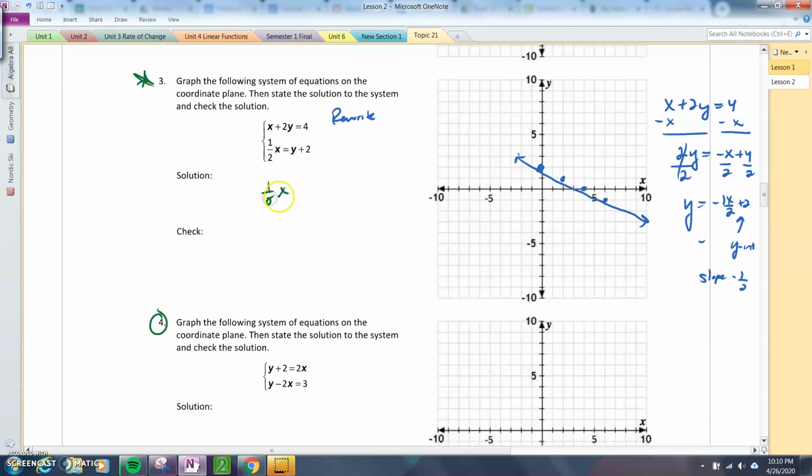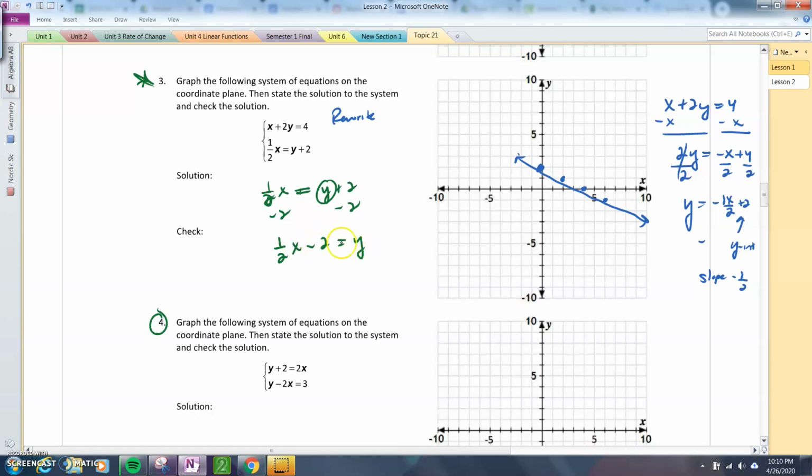So I have 1/2 x equals y plus 2. Well, remember, I want y by itself. This time it's on the right side of the equation, but that's not actually going to matter. The y can be on the left side or the right side, as long as it's by itself. Let's subtract 2 from both sides. Now this side is going to be 1/2 x minus 2 equals y.